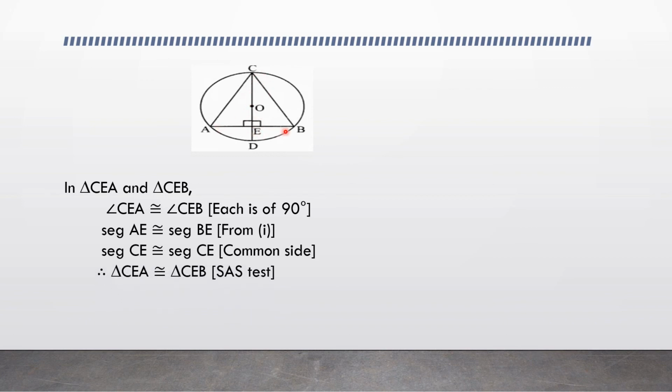Therefore, by CSCT, segment AC is congruent to segment BC. That means two sides of the triangle are congruent. Therefore, triangle ABC is an isosceles triangle.